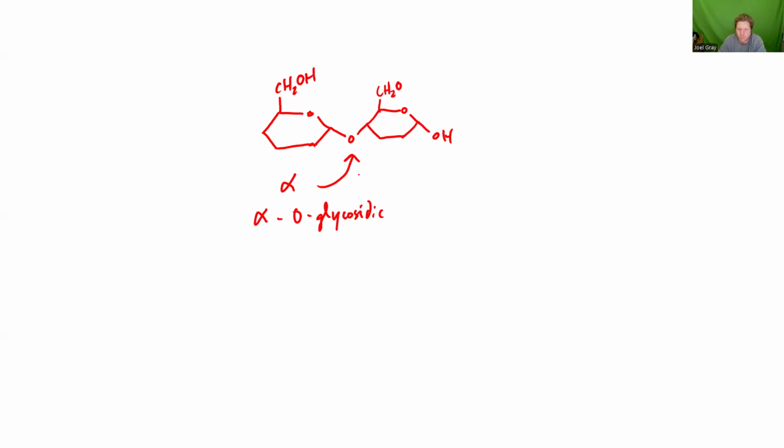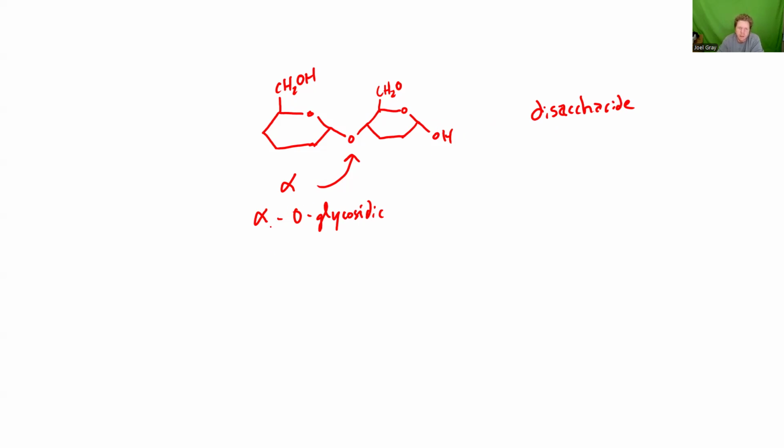Now, with respect to this, what I've got right here has two rings making up what's known as a disaccharide. That disaccharide, two sugars, done. Okay, so this is an alpha O glycosidic linkage.